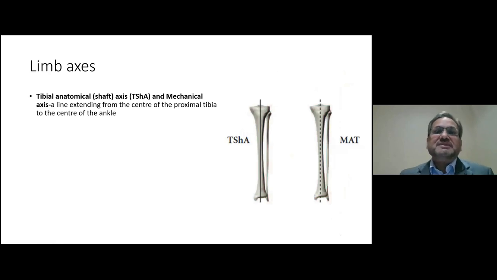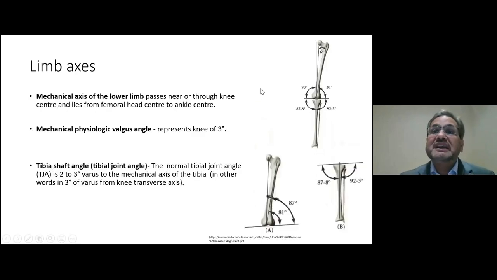In the tibia, things are slightly simpler, and the tibial anatomical and mechanical axes are actually the same. They pass from the center of the tibia on the top to the center of the ankle distally. The mechanical axis of the limb itself is a line that passes from the center of the femoral head, through the center of the knee, and across the center of the ankle joint. That's the mechanical axis, and it's very important for us to understand at this stage, as it will help us in future with how we make our surgical cuts.